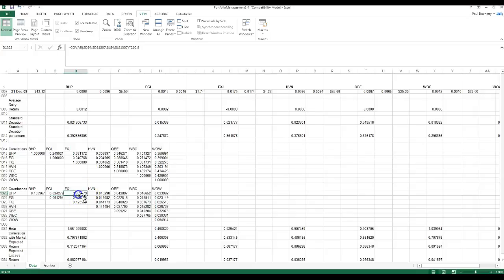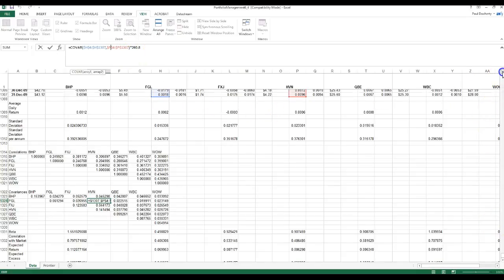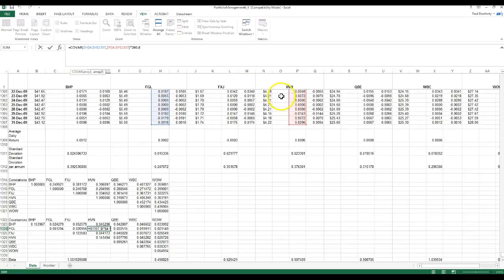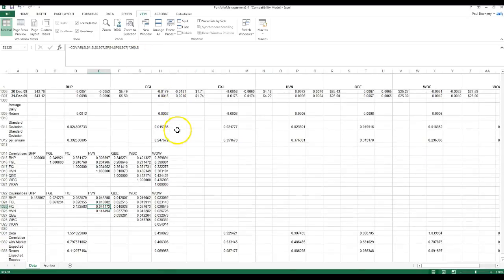So what I can actually do in this matrix down here is that every formula is just the covariance between the two names that are intersecting. So for example, the cell I've got here, we can see it's Foster's Group and Harvey Norman. So if I scroll up a little bit, I can see that the two series that I'm taking the covariance between are Foster's Group and Harvey Norman, and I'm annualizing by multiplying by the number of days in the year.